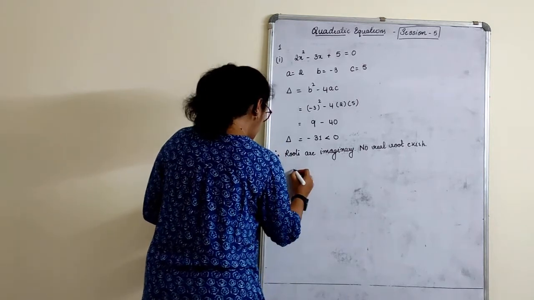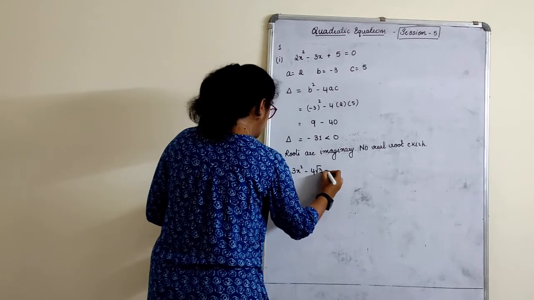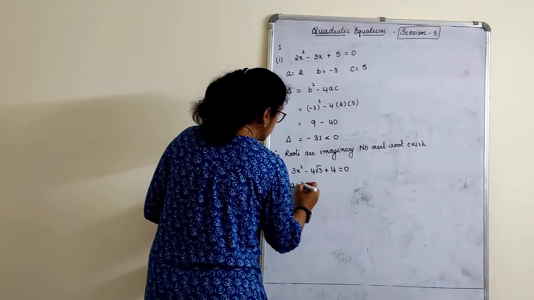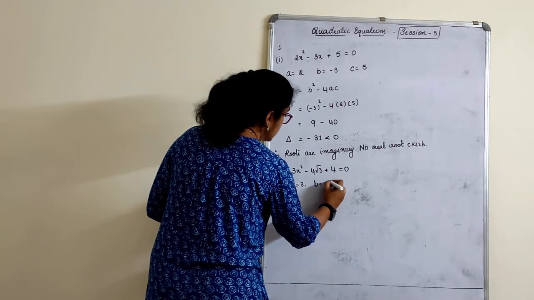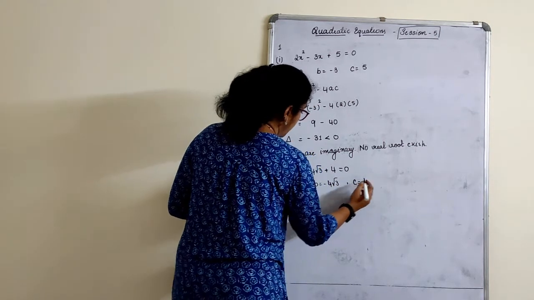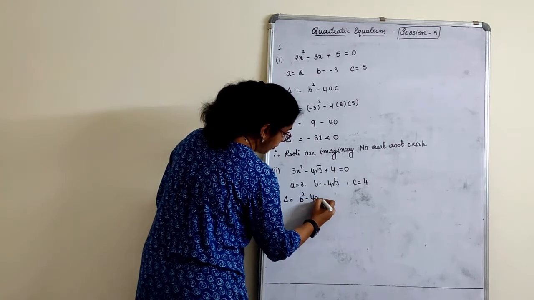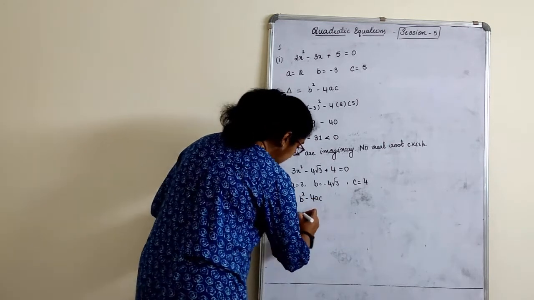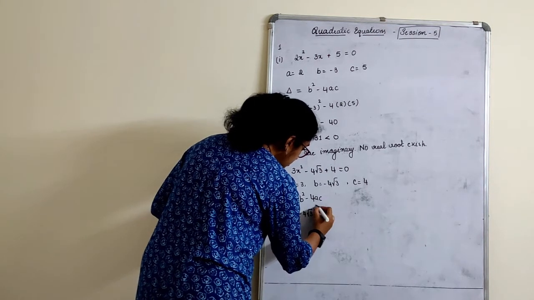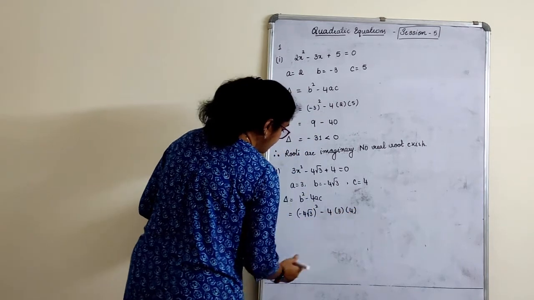So here the question given is 3x square minus 4 root 3 x plus 4 is equal to 0. So your A is 3, your B is minus 4 root 3 and your C is 4. So delta is equal to B square minus 4AC. So your B square is minus 4 root 3 whole square minus 4 into 3 into 4.